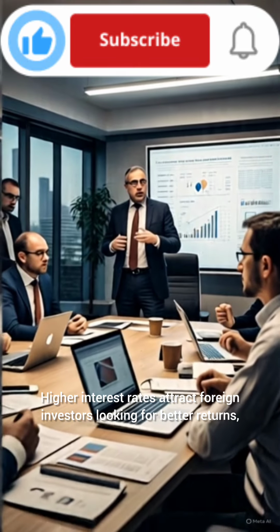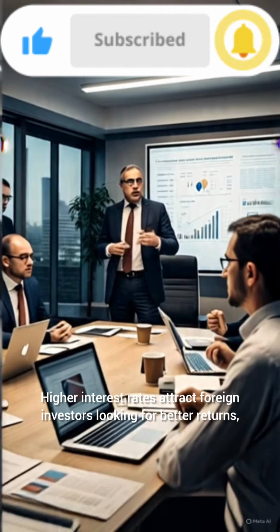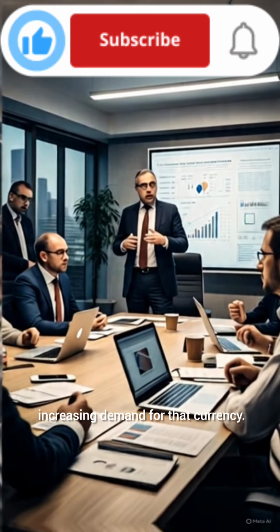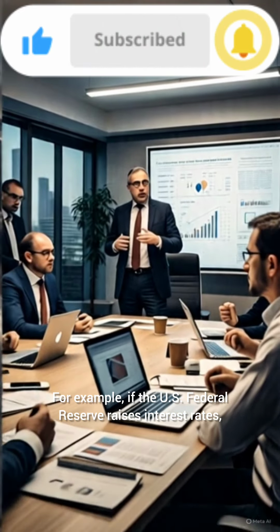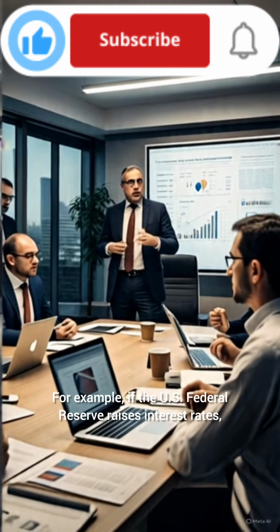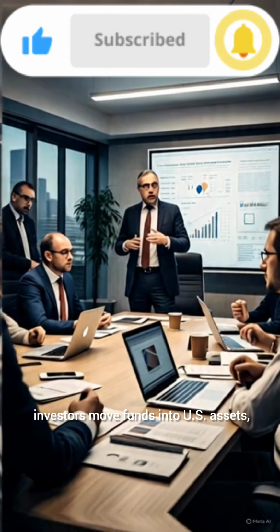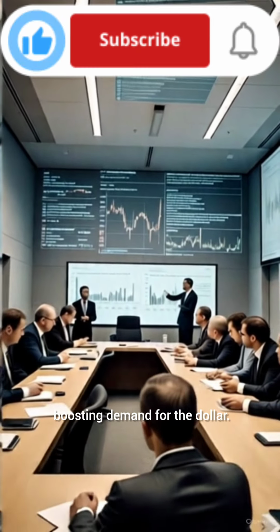Several economic and political factors determine currency values. Higher interest rates attract foreign investors looking for better returns, increasing demand for that currency. For example, if the U.S. Federal Reserve raises interest rates, investors move funds into U.S. assets, boosting demand for the dollar.